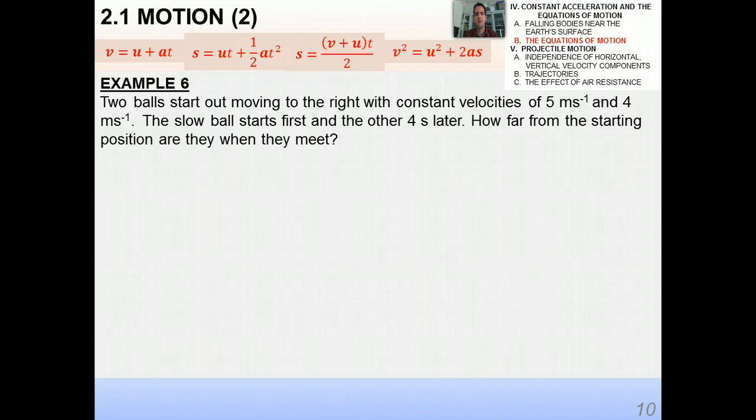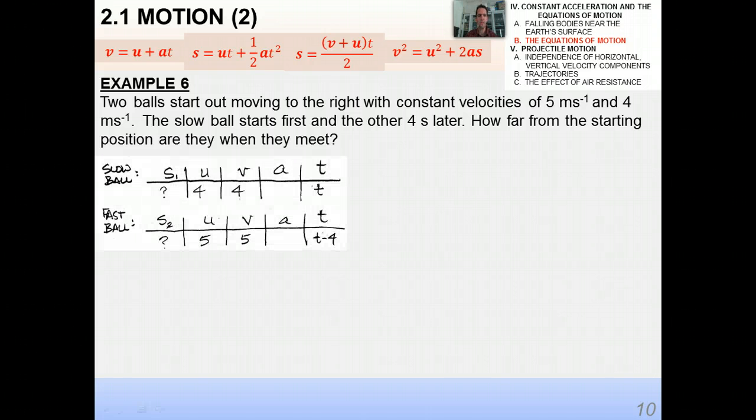Okay, so two balls start out moving to the right with constant velocities of 5 meters per second and 4 meters per second. The slow ball starts first and the other 4 seconds later. So clearly the faster ball will catch up with the slower ball. How far from the starting position are they when they meet? Great question. You might want to draw yourself a little picture too, in order to picture exactly what's happening. So what I've done here is make a SUVAT table for each of these rolling balls.